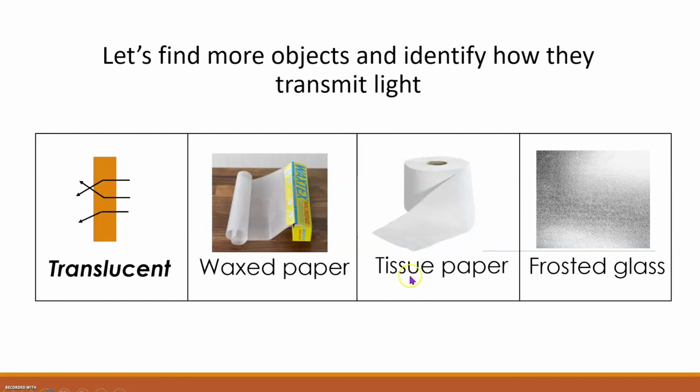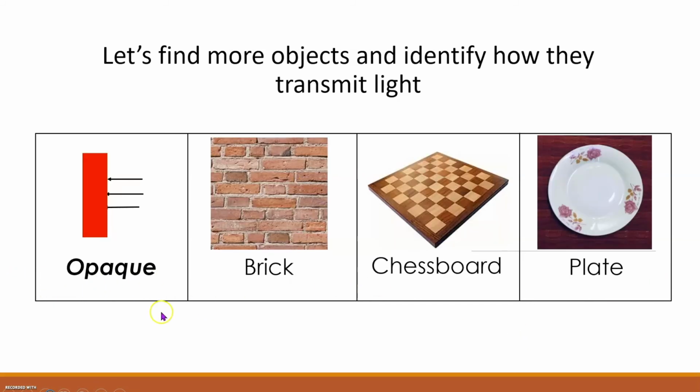Another one is tissue paper. It is translucent because we can see through but not very clearly. Another one, frosted glass. Everybody repeat after me. Frosted glass. Good job. This one is also a translucent material. Very good. Another set of objects is an opaque material. Everybody repeat after me. Opaque.